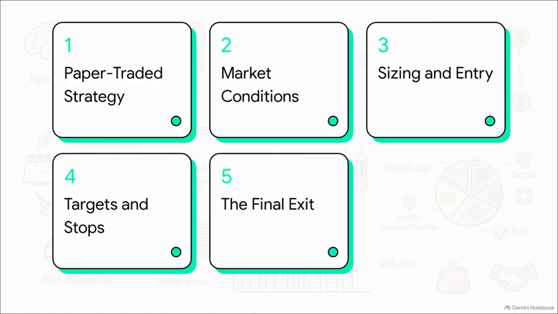Here is exactly how we're going to systematically unpack the life cycle of a trade today. First, the paper-traded strategy. Second, reading market conditions. Third, sizing and the entry. Fourth, targets and stops. And finally, number 5, the final exit.